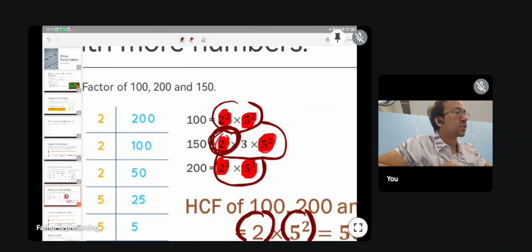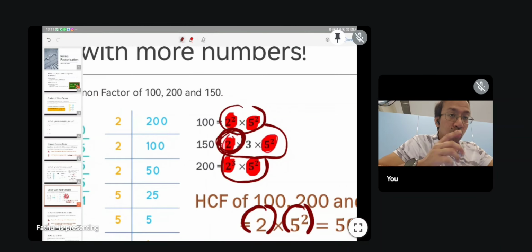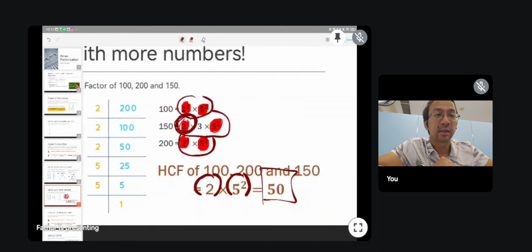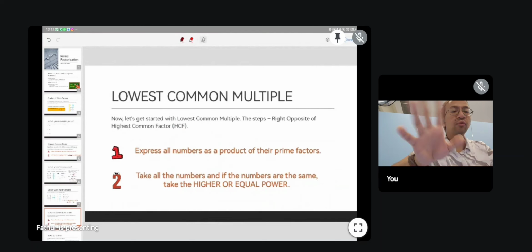So you get 2 times 5 squared. Then you get 50. You just have to calculate. Use your calculator. That's how you do your highest common factor. Straightforward, right? Now, you go and give any two random numbers and try yourself. If you don't know, come find me. I'll be here in the library. Okay? So now, next part.